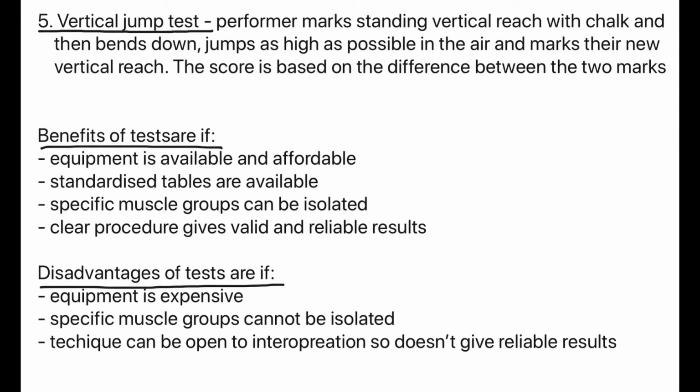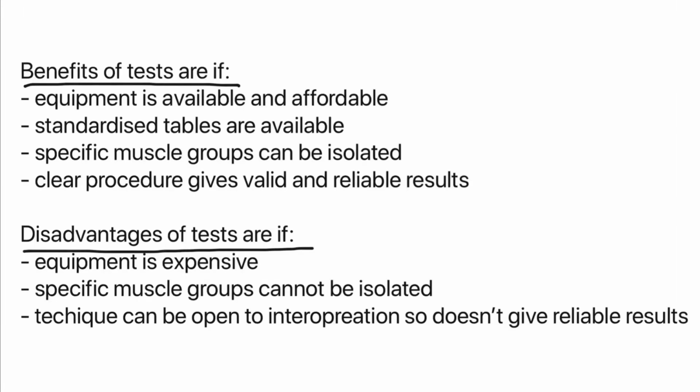The performer marks their standing vertical reach with chalk onto a wall. Then they bend down and jump up as high as they possibly can into the air and mark their new vertical reach. The score is based on the difference between the two marks. The benefits of these tests are if equipment is available and affordable, if there are standardized tables available, if specific muscle groups can be isolated, and if there is a clear procedure that gives valid and reliable results.